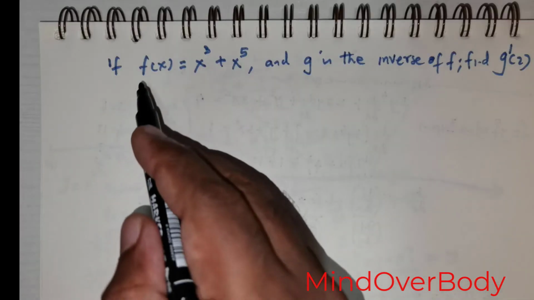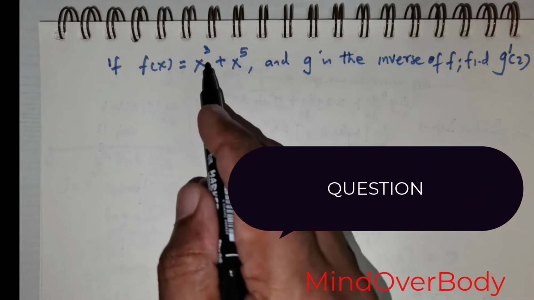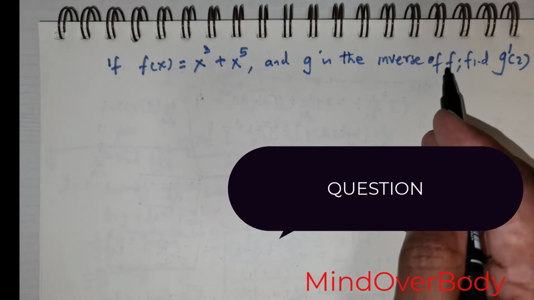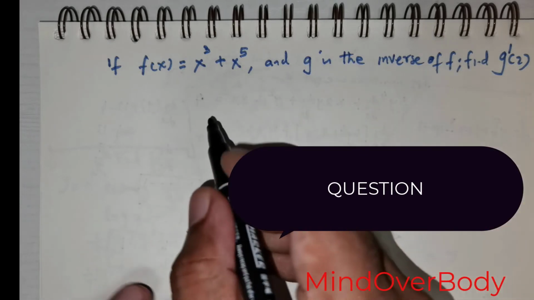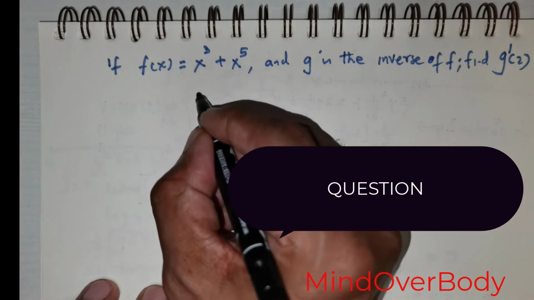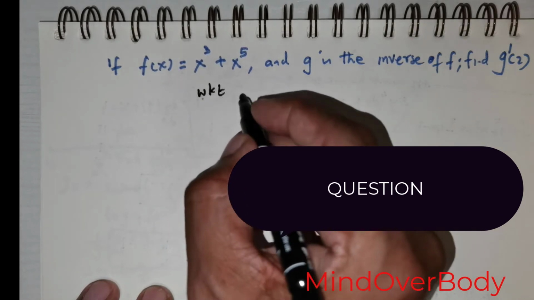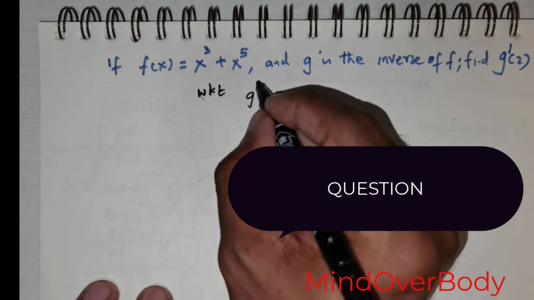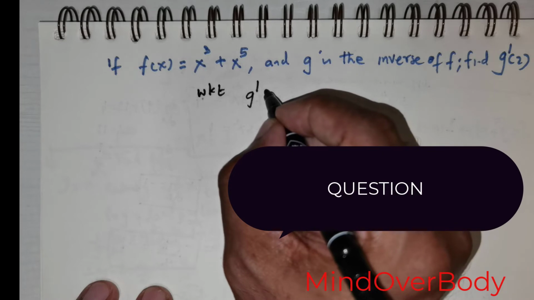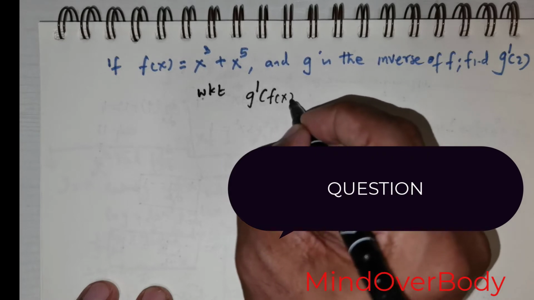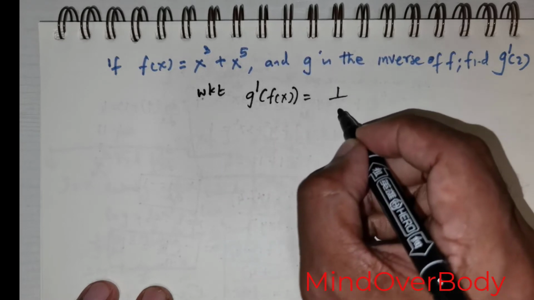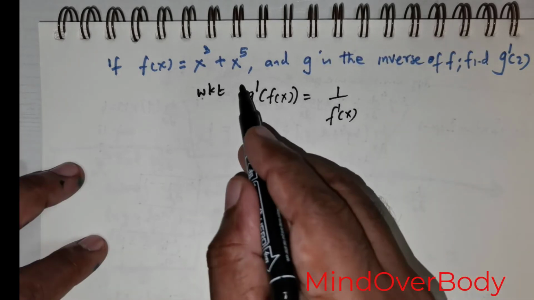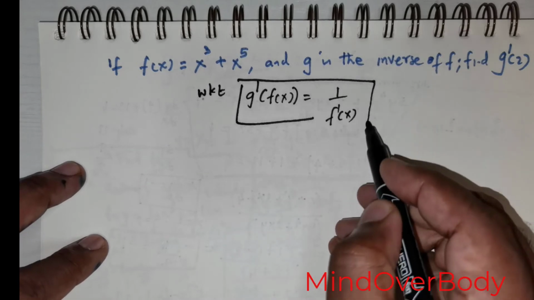Students, we are given this question: if f of x is equal to x raised to the power of 3 plus x raised to the power of 5 and g is the inverse of f, find g dash of 2. Now I'm going to use the formula which I've just shown you in the previous discussion. So g dash of f of x is equal to 1 over f dash of x. We know this. So I'm exactly going to be using this.